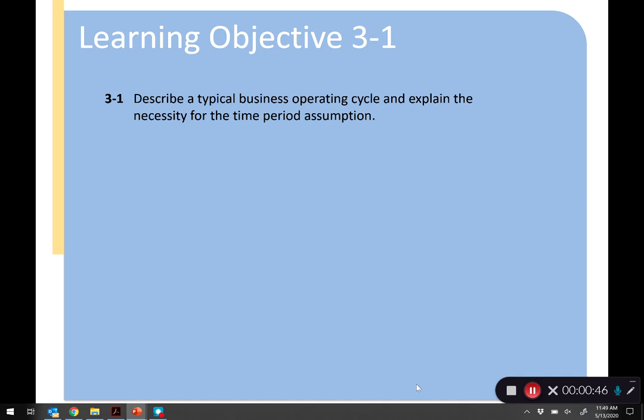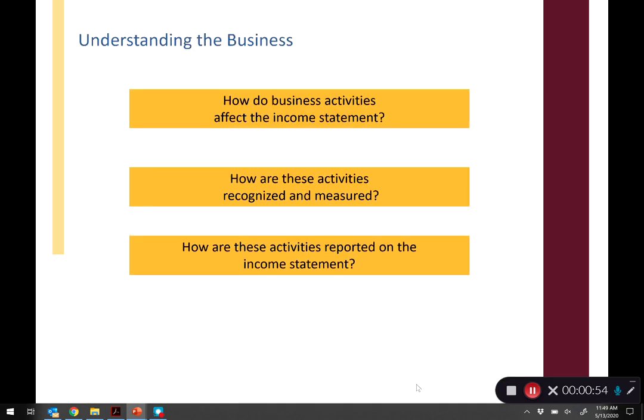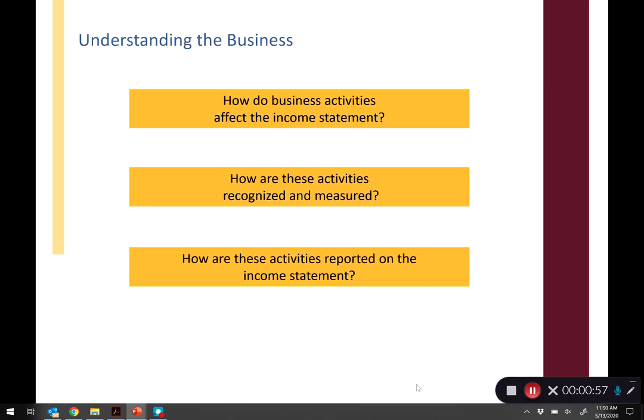So the first thing in Chapter 3 we're going to talk about is the business operating cycle and the necessity for the time period assumption. You may remember in one of our previous chapters we discussed the time period assumption and that time is infinite. But in order to prepare financial statements, we need to break up time into smaller, more manageable pieces like years, quarters, or months.